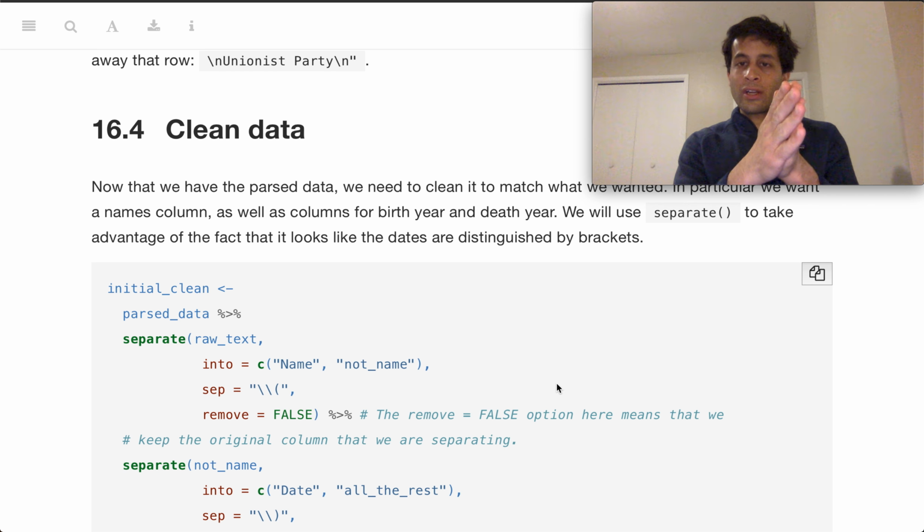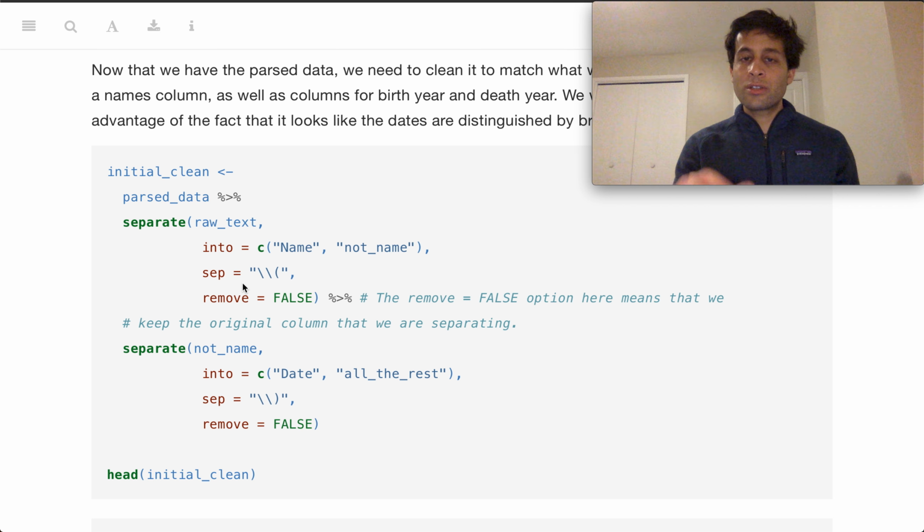And so separate takes as an input, firstly, the data, and we're piping that, and then it takes as an input the column that you are wanting to separate. You tell it the names of the columns you'd like to separate that column into. You tell it what to separate based on. In our case, we want to separate based on an opening bracket. And because an opening bracket is one of those special symbols in terms of regular expressions, we need to escape the opening bracket. And so that's why we've got those two slashes.